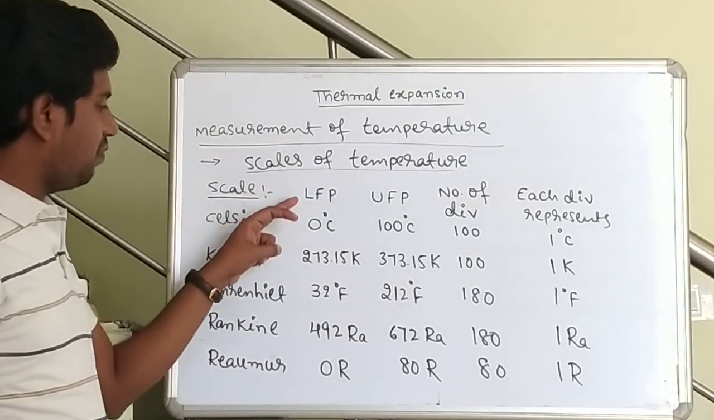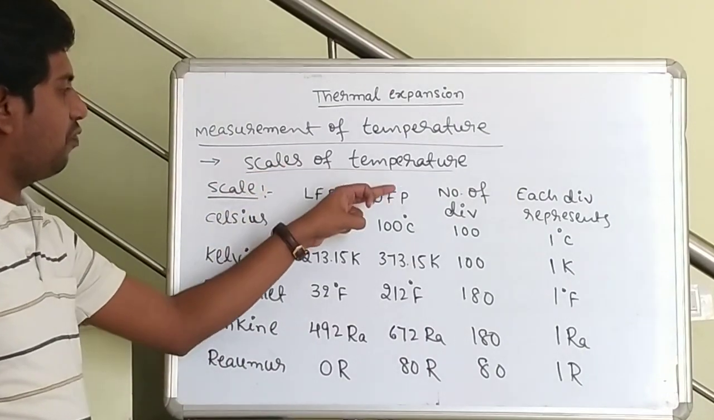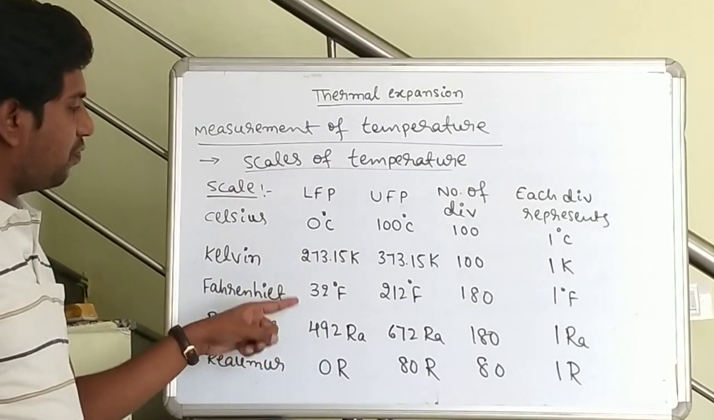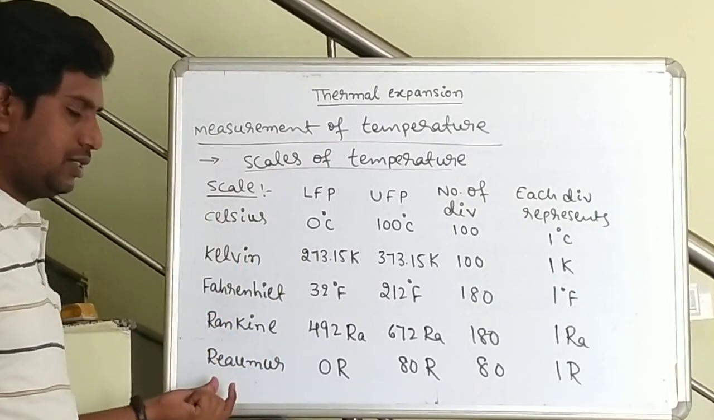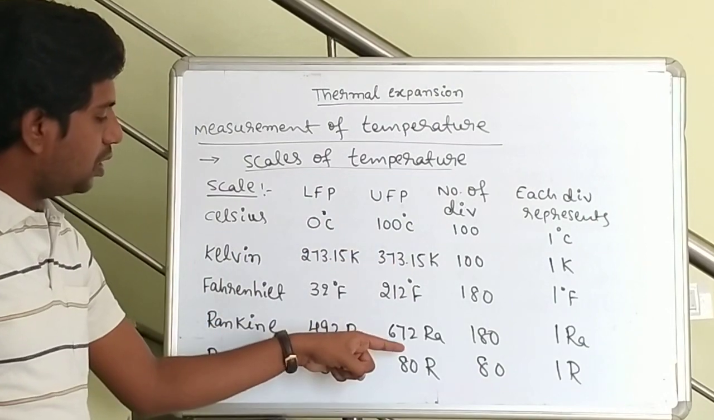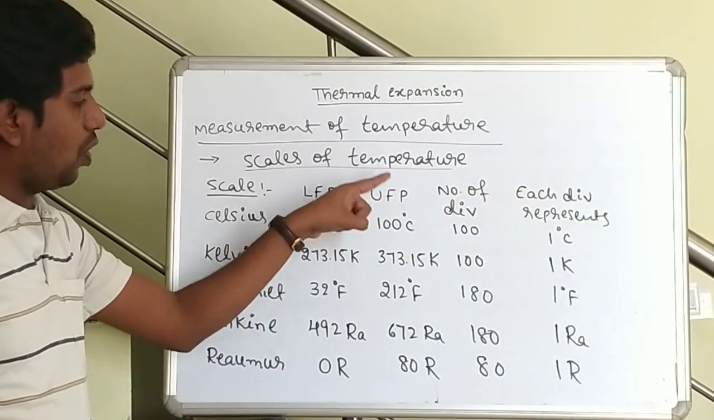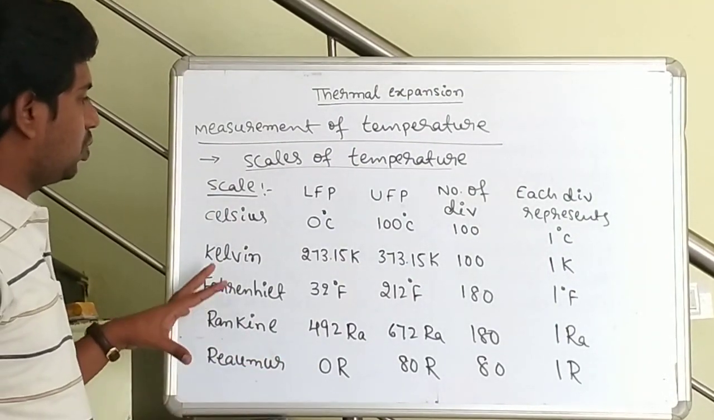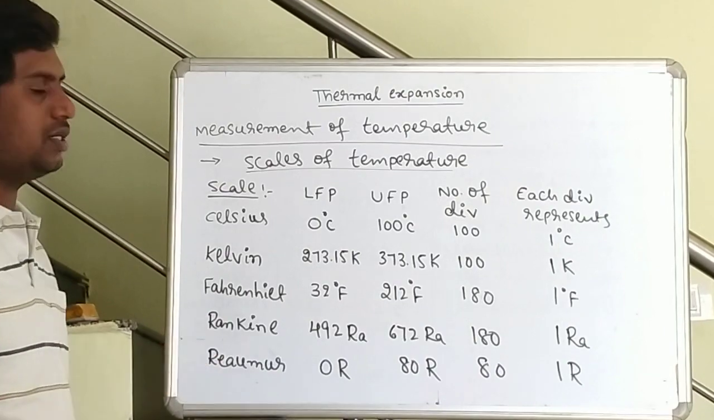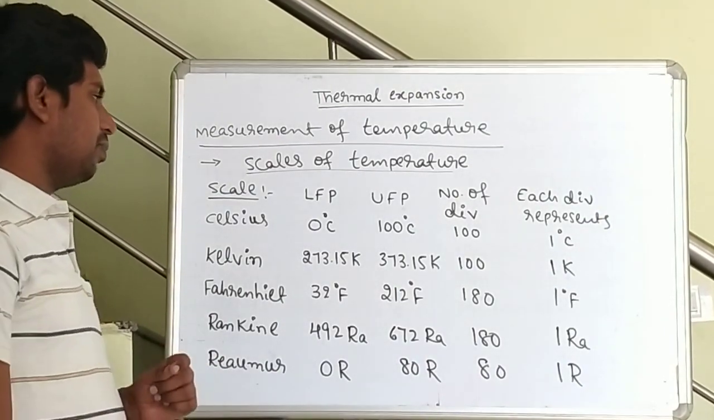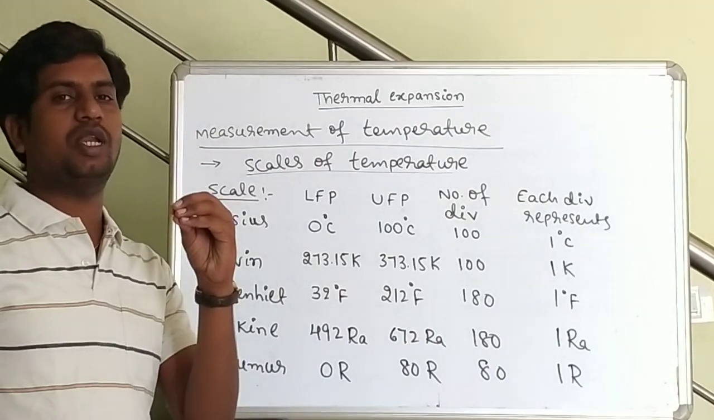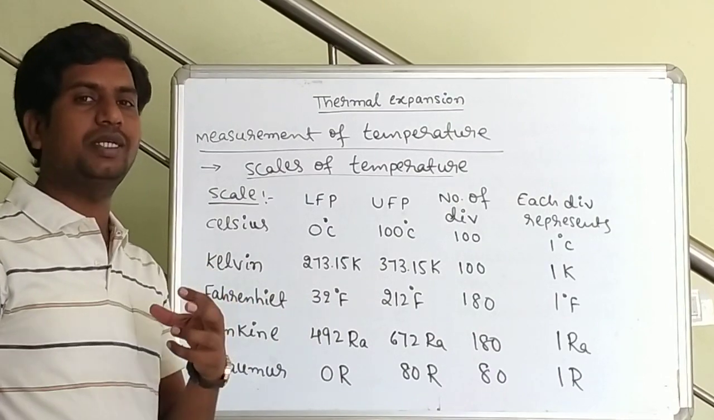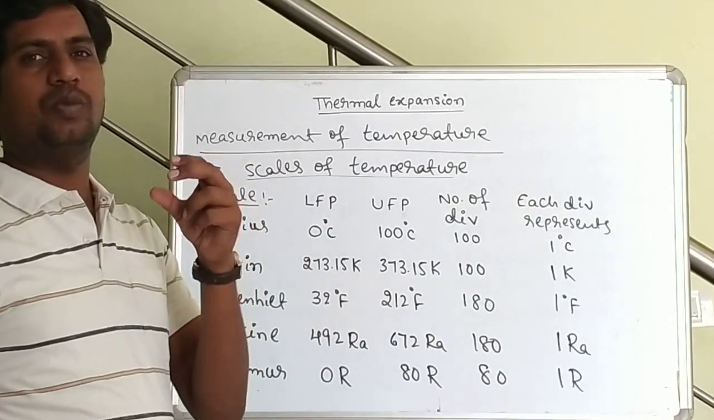Here for every scale there will be two fixed points. This gives the reading of the melting point on a particular scale, and this gives the reading of the boiling point temperature on these scales, such that to measure the temperature we can use these scales. But if we measure the temperature of a body using any scale, the value should be the same. The temperature should be the same.